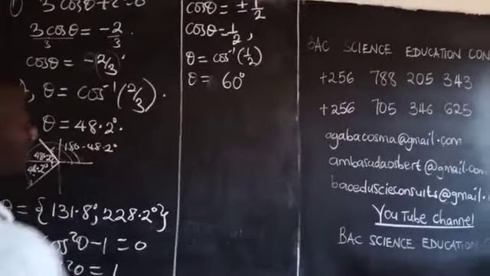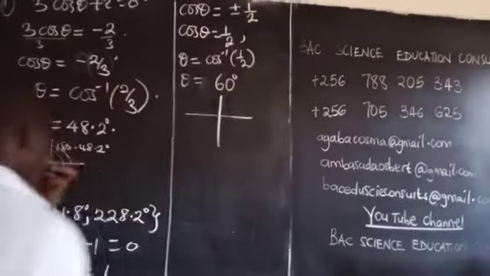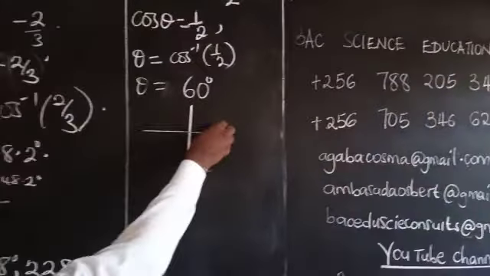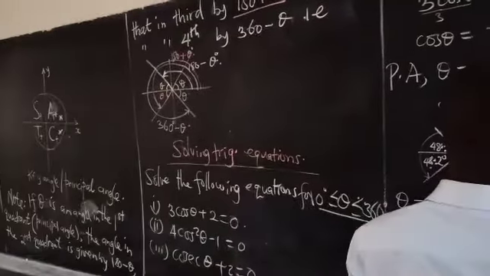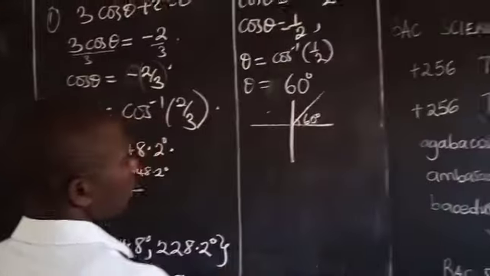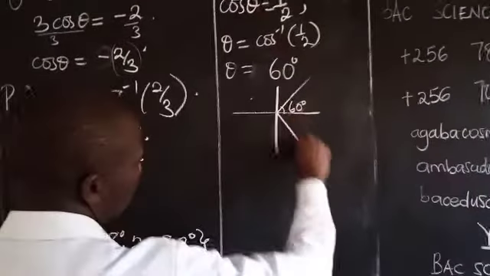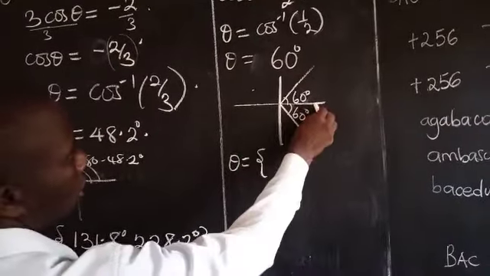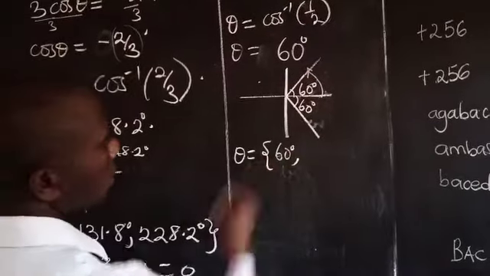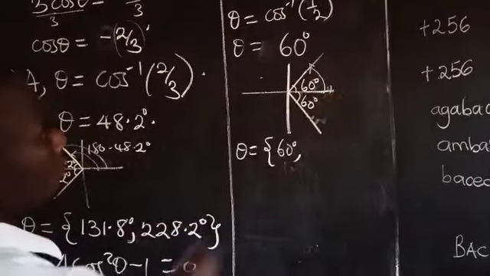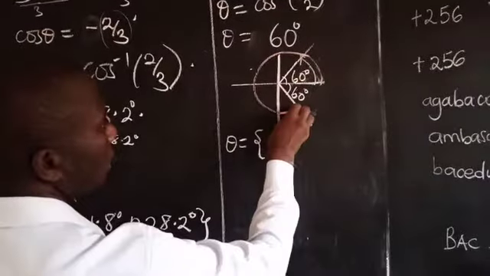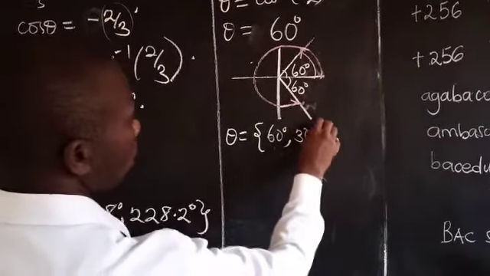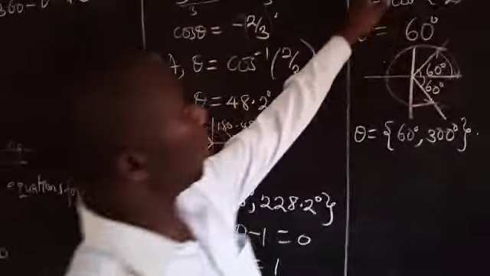In which quadrants? So remember our acronym that all are positive here. Only sine is positive here. And only cosine is again positive here. So another angle is there. So what is our theta then? Our theta is this one, which is 60 degrees. And then when you move up to here, which is 360 minus 60 degrees, which is 300 degrees. That was for the case when cos theta was a half.